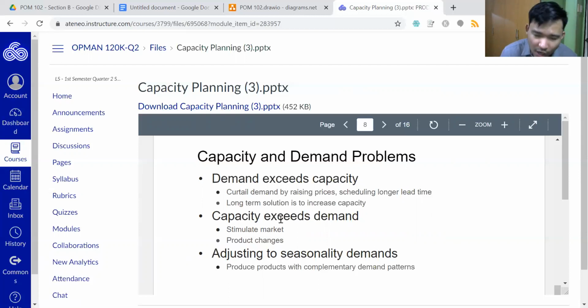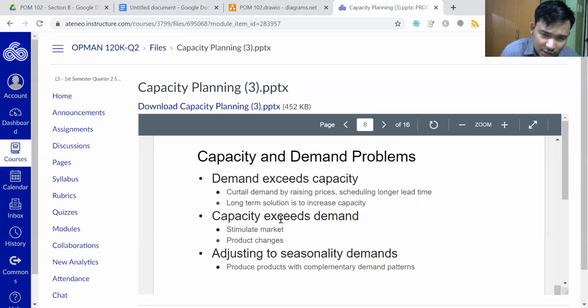Next type of problem is capacity exceeds demand. So you're producing way more than what is actually needed. One thing you can do is stimulate the market. What this means is promotions. Maybe get an influencer to shout out your brand. Lowering your prices also works, but basically promotions is also lowering your prices. So stimulating the market, a lot of ways to do that. Next is product changes. You can improve or tweak your product, maybe innovate in such a way that more people will actually be willing to buy it, and thus balancing capacity and demand.